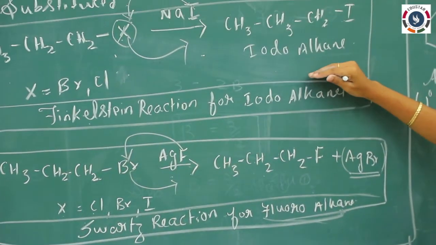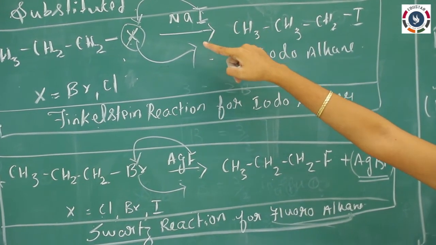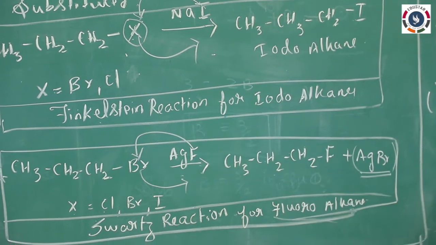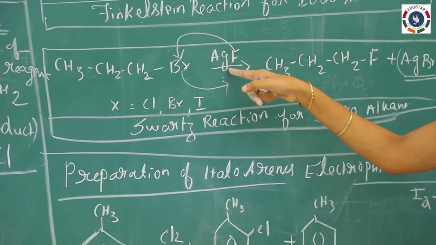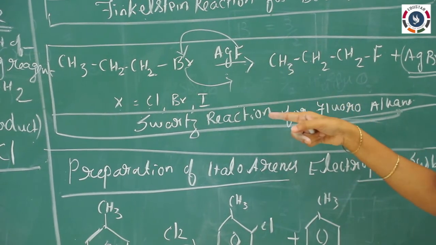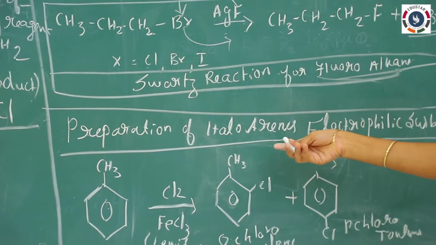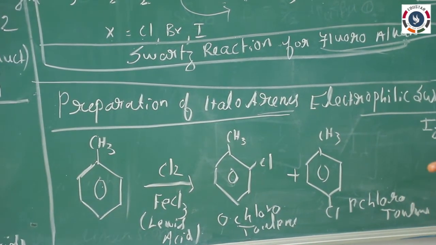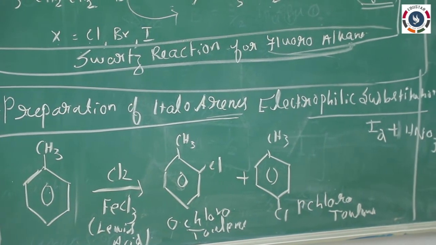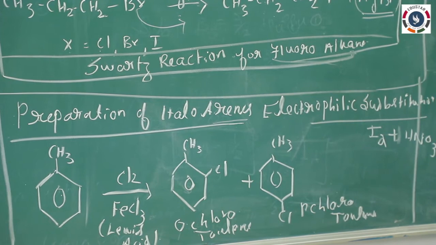For the preparation of iodoalkane, the reagent is sodium iodide and the reaction is said to be the Finkelstein reaction. For the preparation of fluoroalkane, we are taking the reagent silver fluoride and the reaction is said to be the Swarts reaction. Next we are moving to the haloarenes. So far we have seen only the haloalkanes.